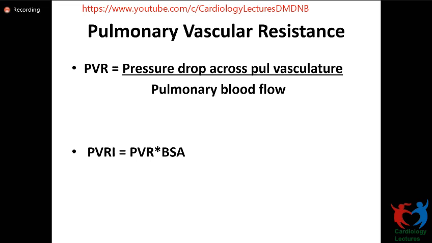This is the only situation where body surface area is used to multiply the value to get the index. Everywhere else, the measured value is divided by the body surface area, and that will give you the index. Here is the only situation where pulmonary vascular resistance is multiplied by body surface area to get the pulmonary vascular resistance index. So that should be very clear to you. Do you know why it is so? Why is the pulmonary vascular resistance index calculated by multiplying pulmonary vascular resistance with the body surface area?